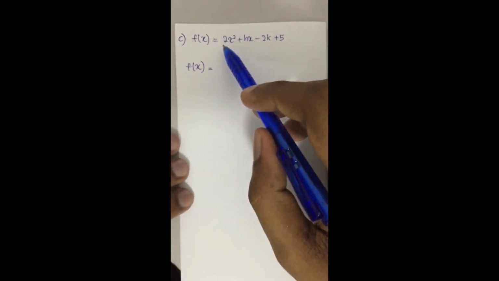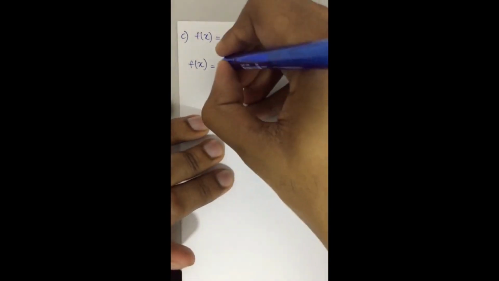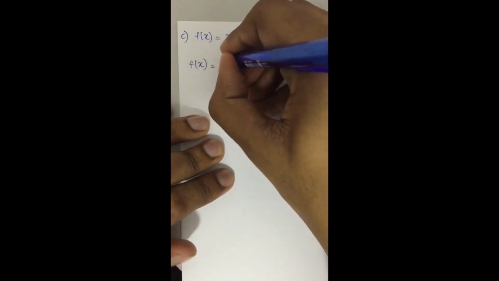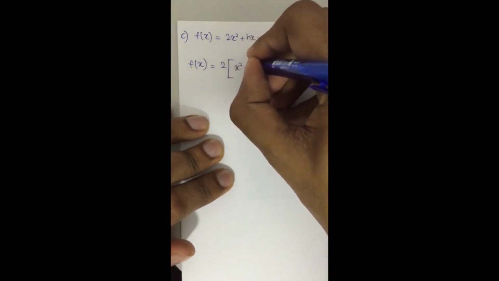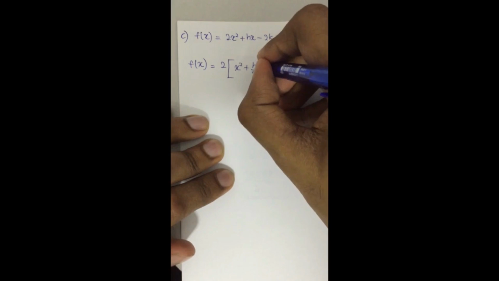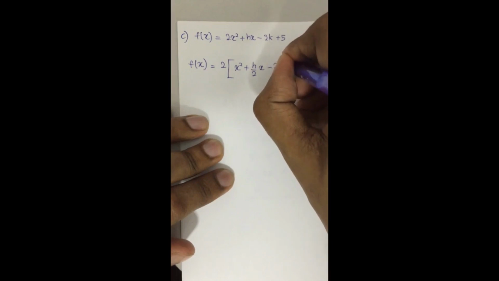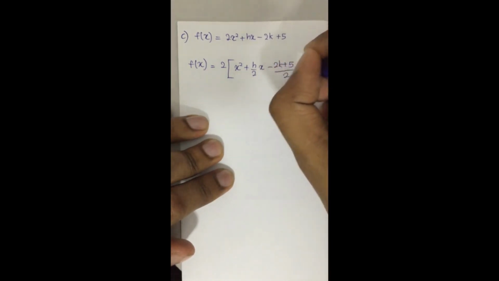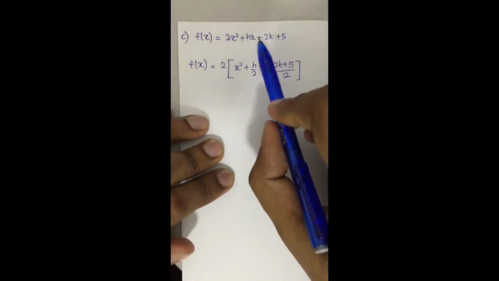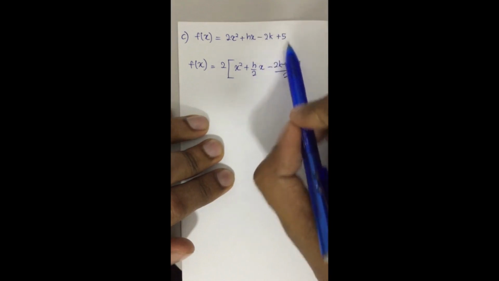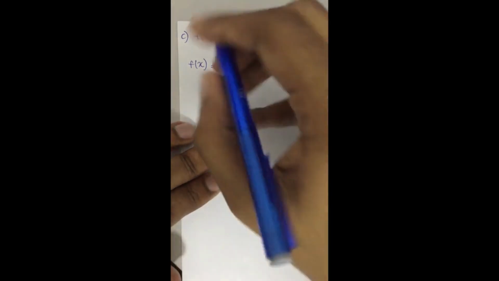In this case, since your coefficient a is 2, you need to factor out the whole quadratic function by 2. So let us factor out the 2, and let me put a square bracket here. From here you have x squared plus h over 2 x, minus 2k plus 5 divided by 2, close bracket. Since this negative 2k plus 5 we consider as c, that's why we combine them together. Let us proceed to the next step.